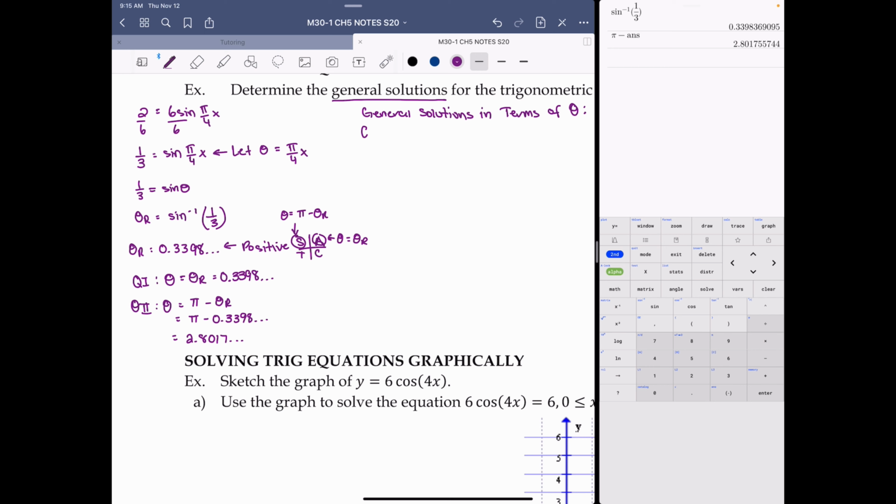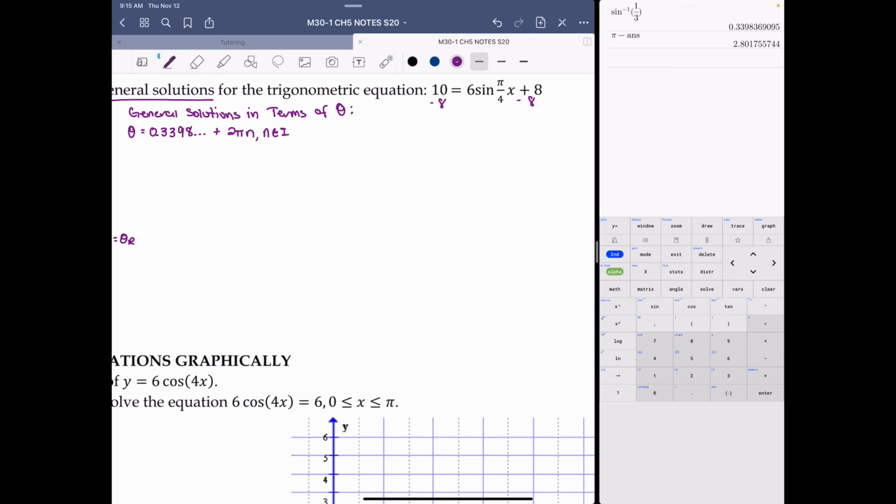Solutions in quadrant 1 would be theta equals 0.3398 ... plus 2 pi n, where n is an element of the integers. And then in quadrant 2, our general solution would be theta equals the solution we just got, which was 2.8017 ... plus 2 pi n, where n is an element of the integers.